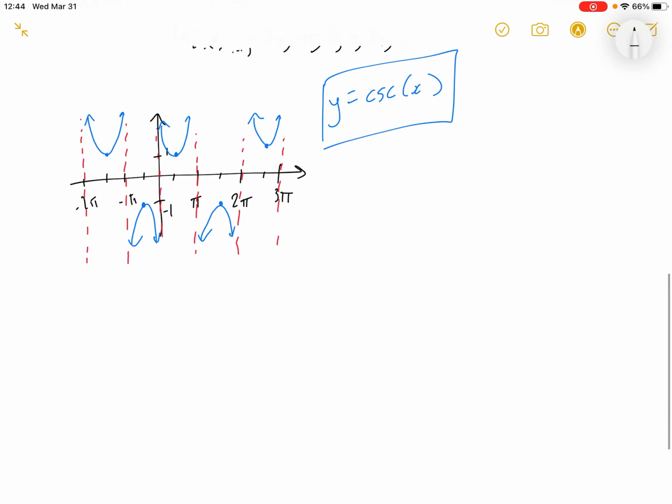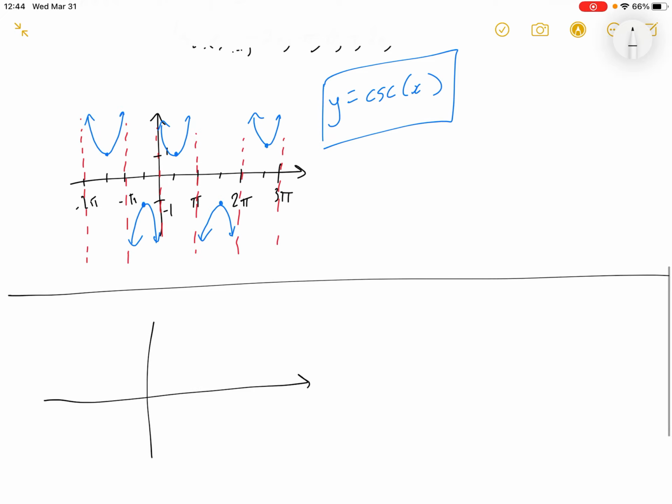Okay, let's go ahead and do secant now. And I'm going to do the same thing. First I'm going to graph cosine, so we'll go with pi, 2 pi, and we'll do negative pi, negative 2 pi. I think I have room for 3 pi, and then I'll just do their halfway marks like that. We'll do 1 and negative 1. Now cosine, remember, starts with its maximum on the y-axis. It goes down and then comes back around at pi.